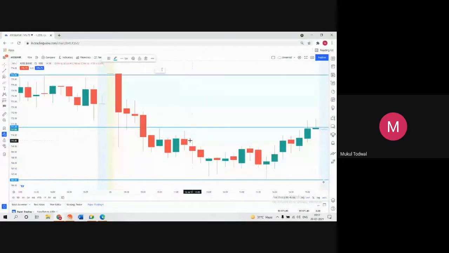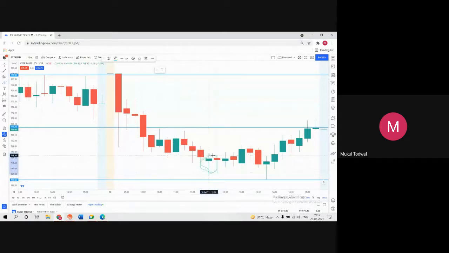What I mean by 15-minute chart is after every 15 minutes, a new candlestick will form. You can see that this is a candlestick which formed at 9:15, another one at 9:30, 9:45, 10, 10:15, 10:30, then 10:45 and all these things. So this is a 15-minute chart of Axis Bank. The stock is in a downward trend. Now a green doji has formed. This green doji is known as a hammer.